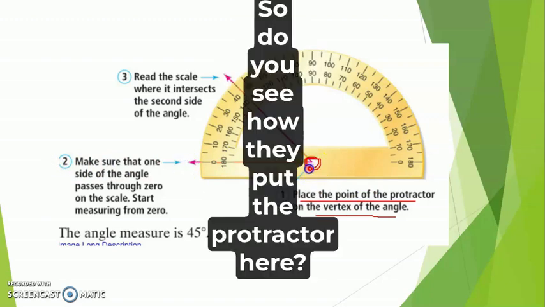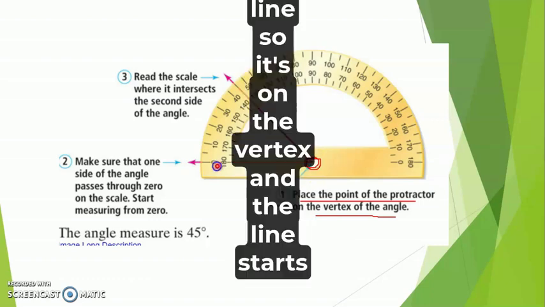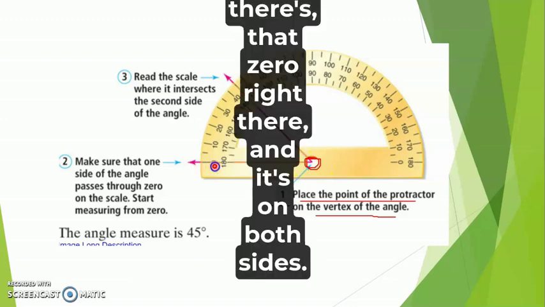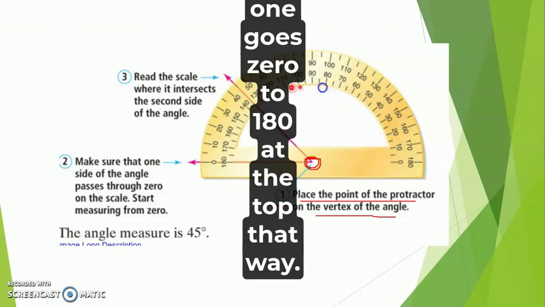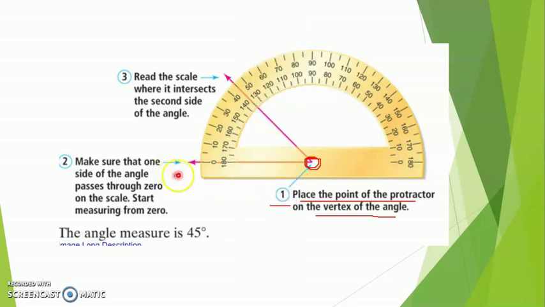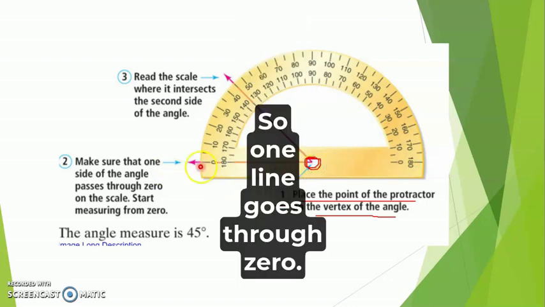So do you see how they put the protractor here? Because it's on the vertex and the line starts at 0. There's that 0 right there. And it's on both sides if you look. This goes from 0 to 180 at the top this way. This one goes 0 to 180 at the top that way. Okay, so one line goes through 0.